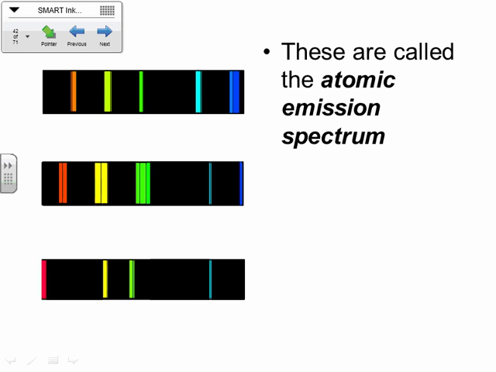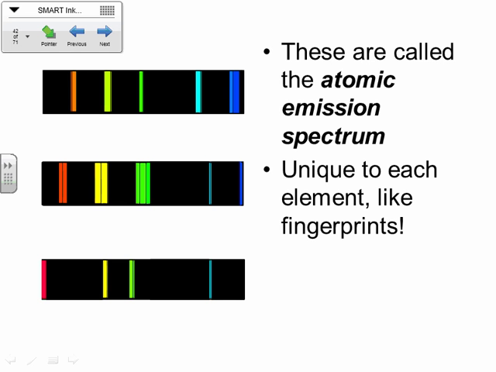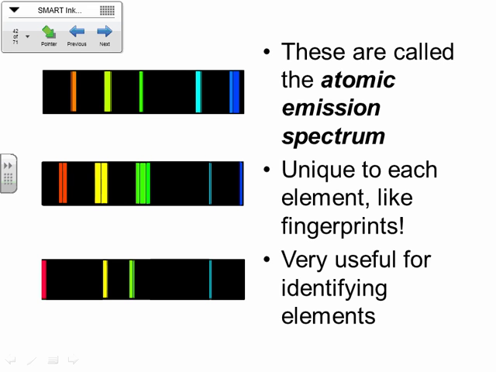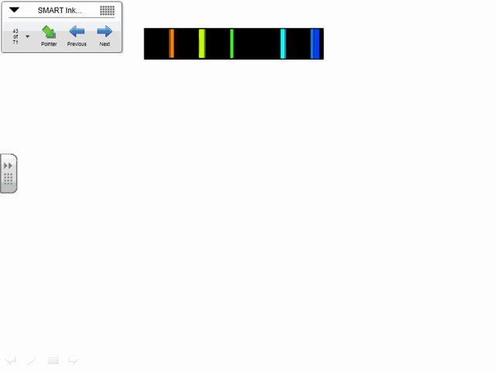And again, these are unique to each element, kind of like a fingerprint for the element. So we can look at it and know exactly what element that is. And so it's very useful for identifying elements, for example, figuring out what elements are in the stars.